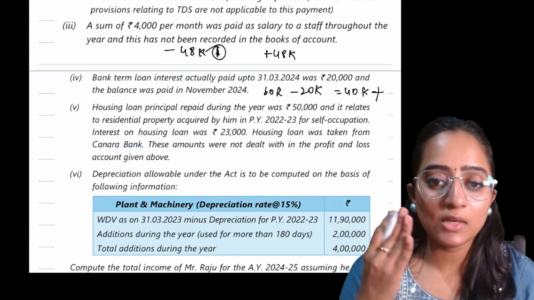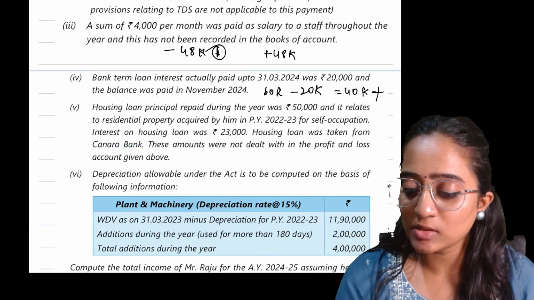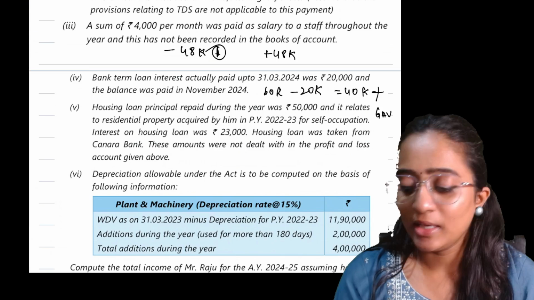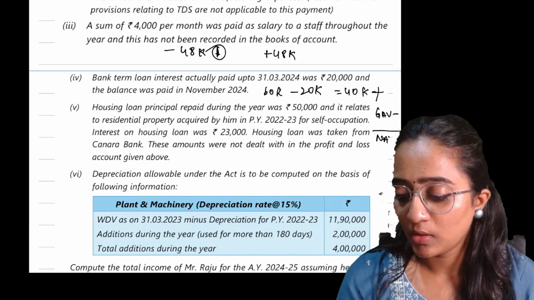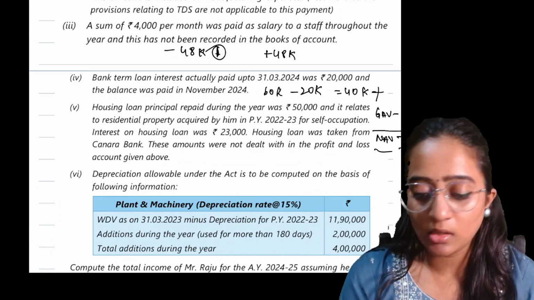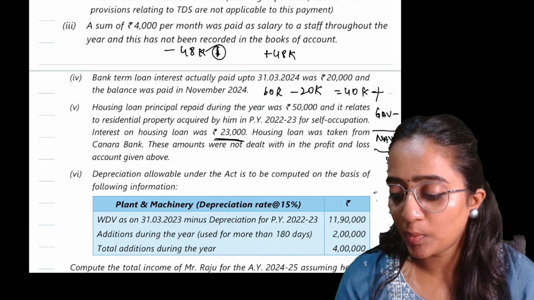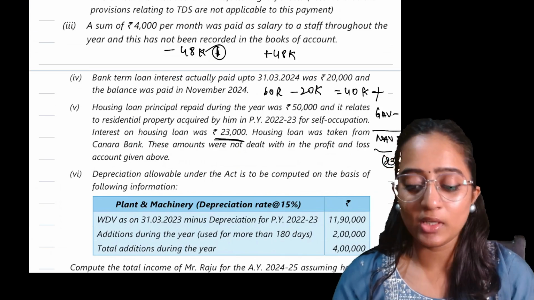Obviously your GAV will be nil. In case of self-occupation, what will happen, people? In case of GAV, it will be nil. In case of your NAV, it will be nil. The 30% deduction will be nil. Interest on housing loan will be provided, and can be taken as a deduction over here.